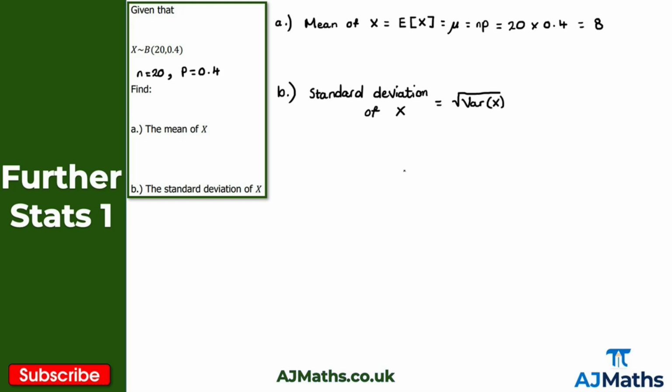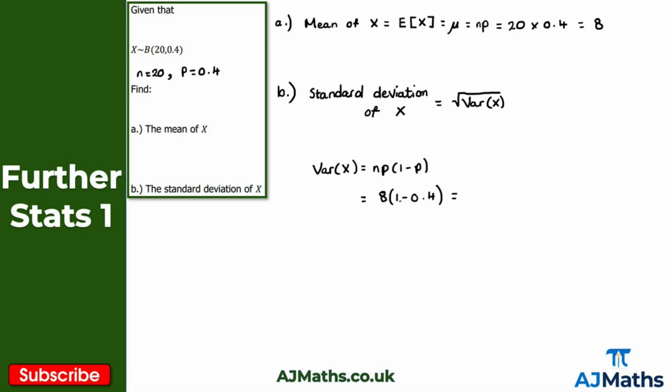Now for the variance of x, we established this result at the beginning of this video, so let's write that result down again. The variance of x is equal to np, which we've already established in part A, so it saves us a little bit of time. And then we times that by 1 minus p. So in this case, the variance of our random variable x is np, which we already know is 8, and then we times that by 1 minus p, where p is equal to 0.4. So 1 minus 0.4.